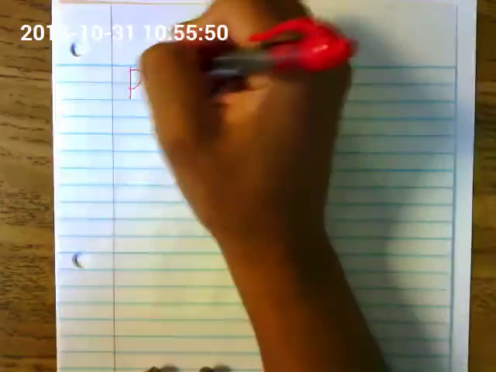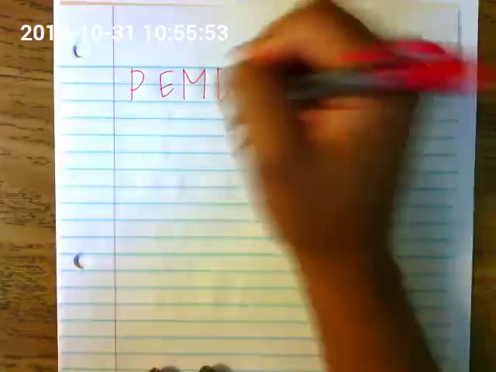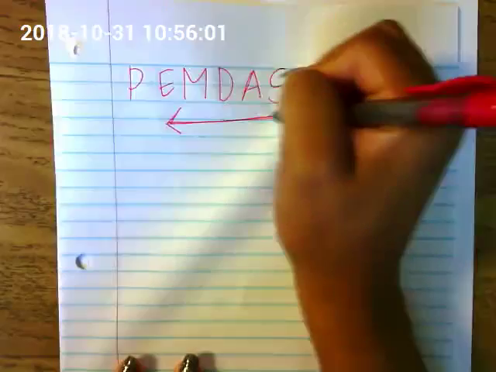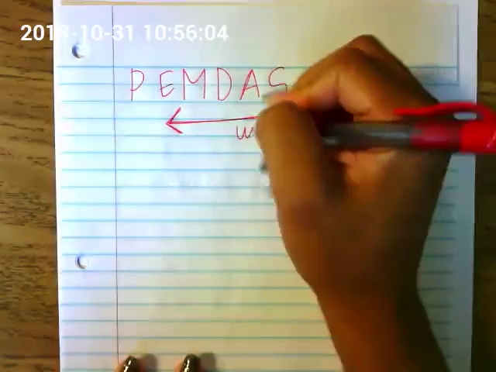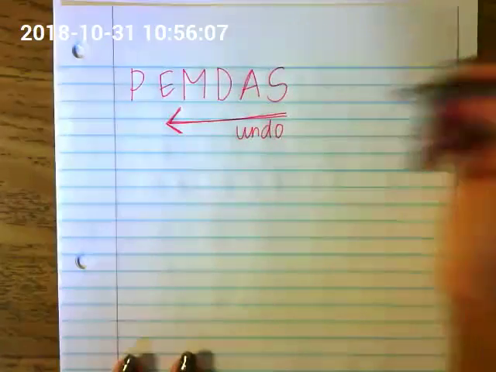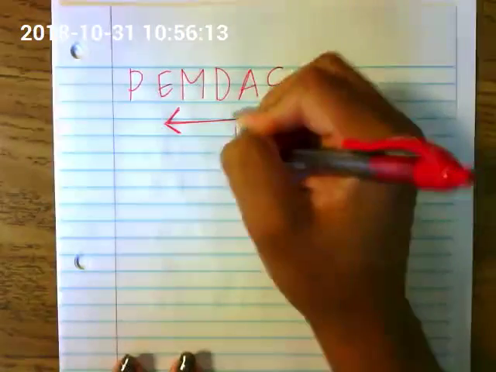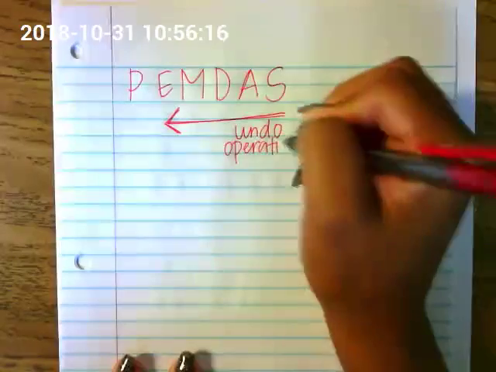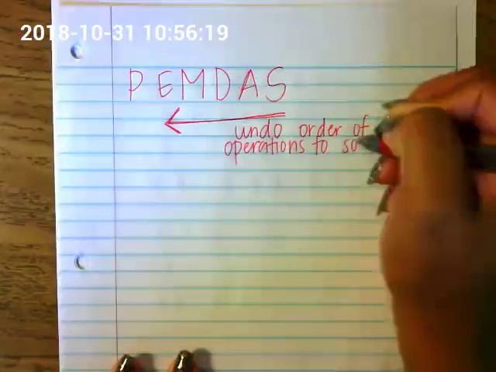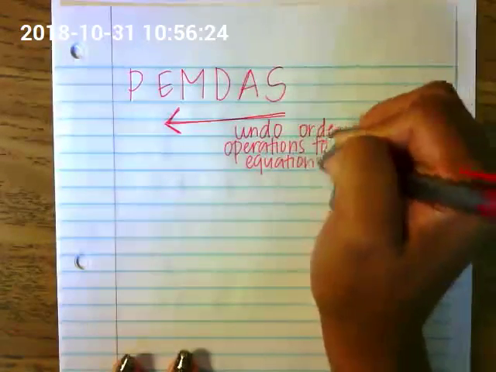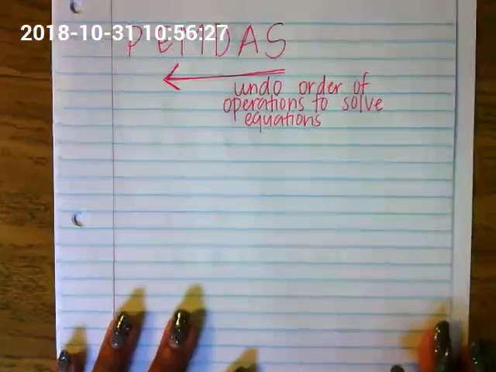All right, so if you did not already write this on your paper, make sure you write out your order of operations, PEMDAS. And you are solving backwards, undo order of operations, to solve equations. So make sure you have that on your paper.